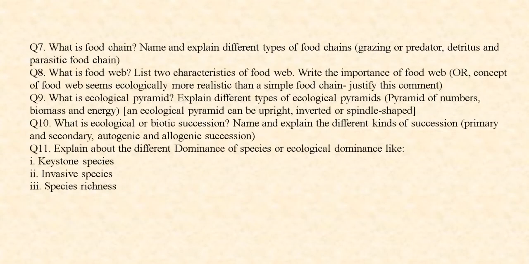Other questions we also need to cover: what is a food chain, and name and explain different types of food chains like grazing or predator, detritus, and parasitic food chains. Then in the eighth question, what is a food web?